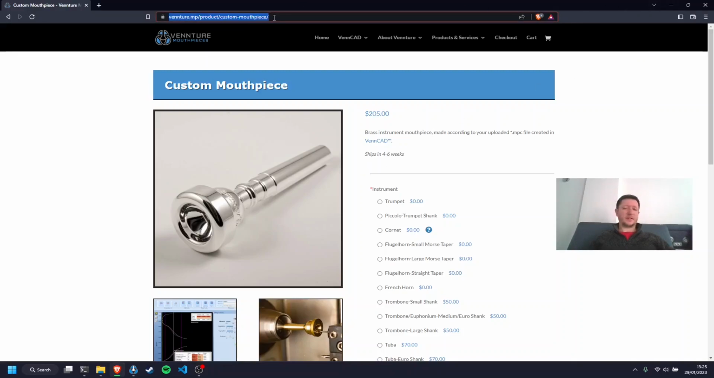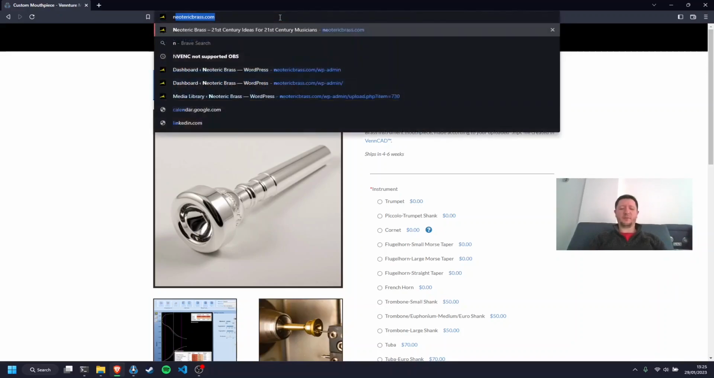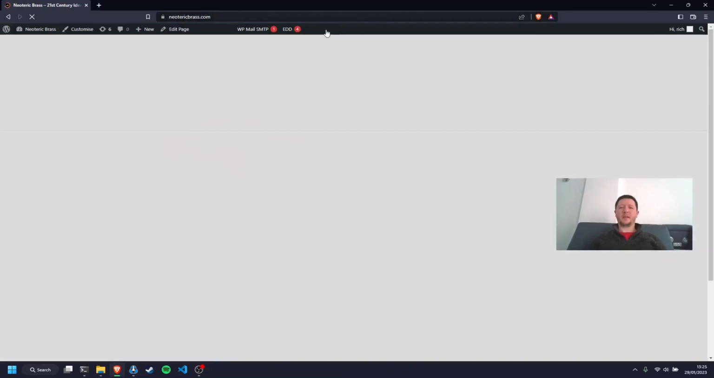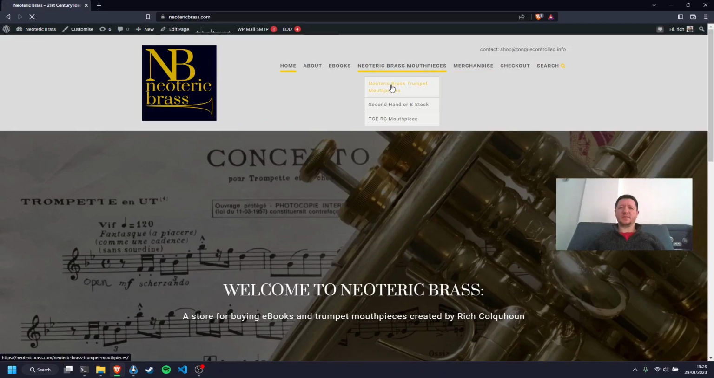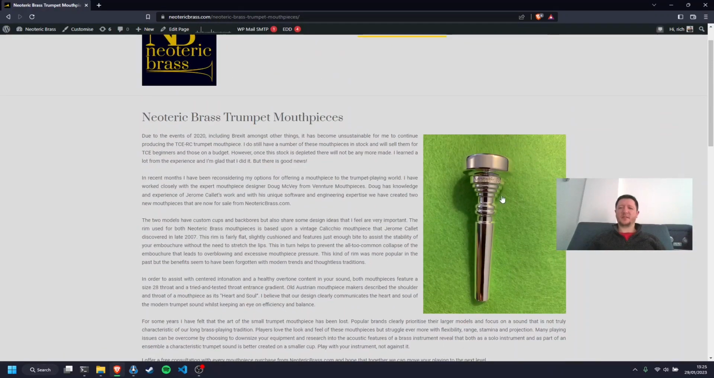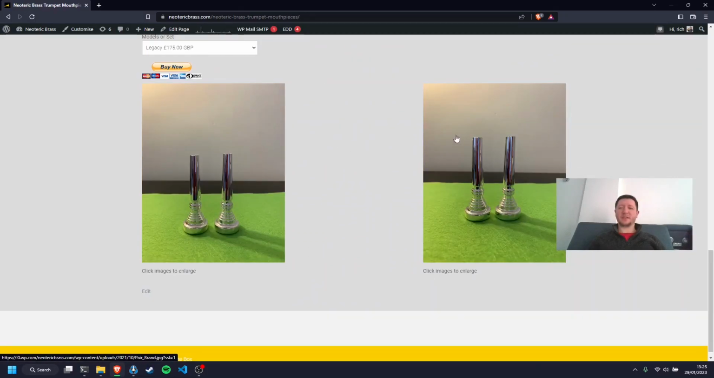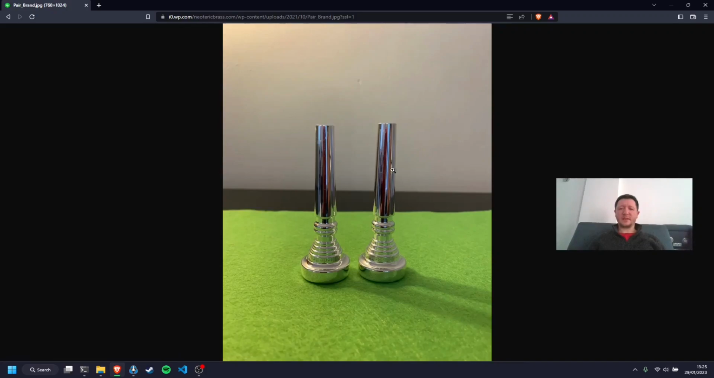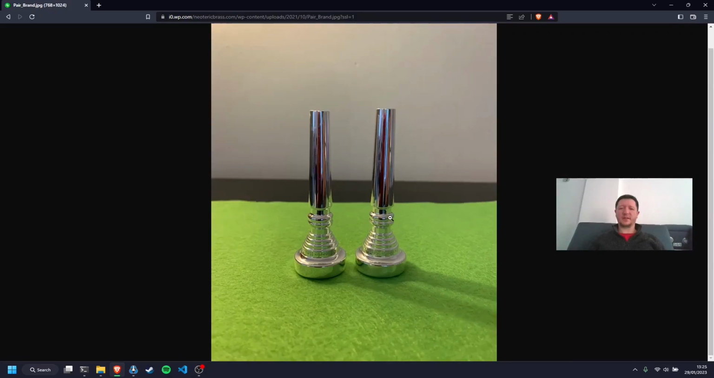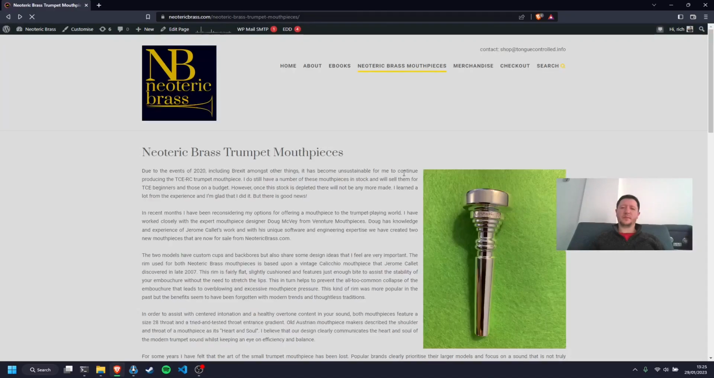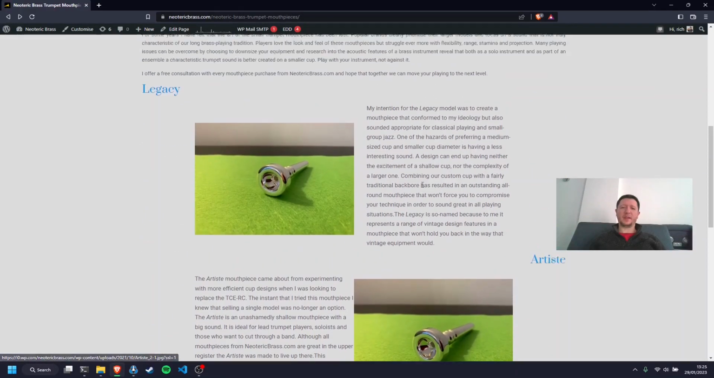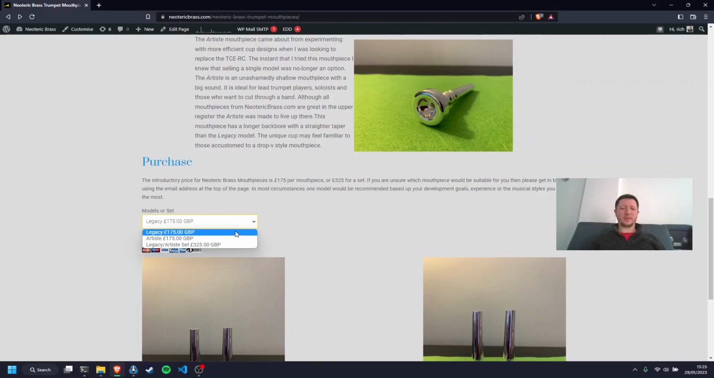Actually, I've just realised just one last thing. If we pop back to neotericbrass.com and have a look at my mouthpieces, you can see that that's what the blank looks like for my mouthpieces. And as I was saying before, this one's going to be your legacy because it's slightly shorter. That's the artiste model on the right there. They are beautiful mouthpieces. They are so well made. Here's the buy it button. If you want to buy them both, it's £325.